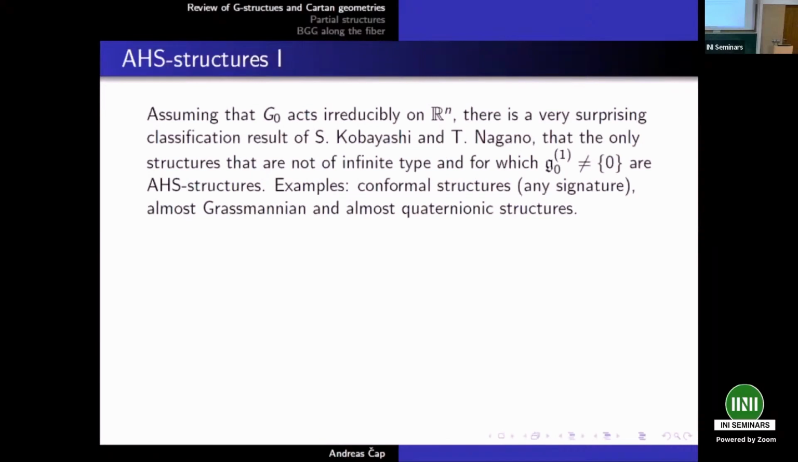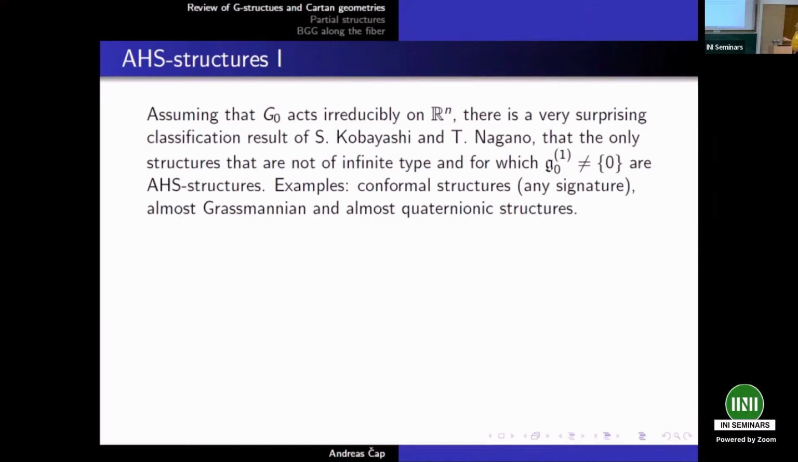Okay, and now I'll move to these so-called AHS structures, or almost Hermitian symmetric structures, or abelian parabolic geometries, however you want to call them. And the basis for their importance is a classical result by Kobayashi and Nagano. And this is under an assumption which may look slightly unnatural here. Namely, you have to assume that G0 acts irreducibly on Rn. So you assume that there is no subspace in Rn that is invariant under your group G0. And under this assumption, this general result of Kobayashi and Nagano kicks in.